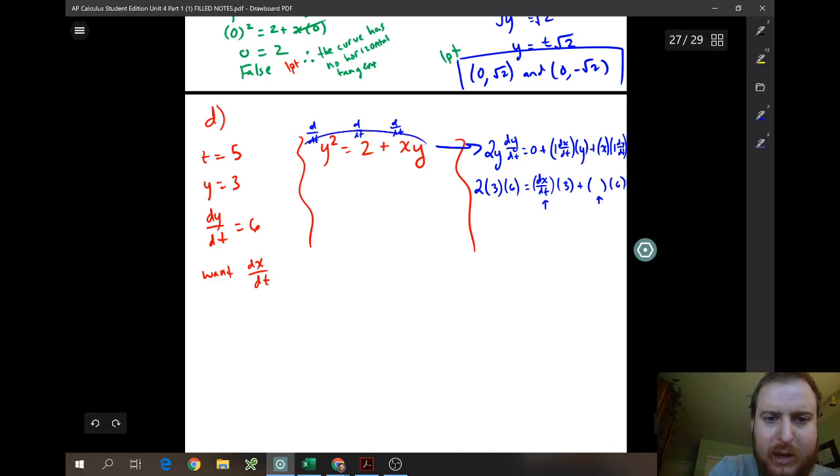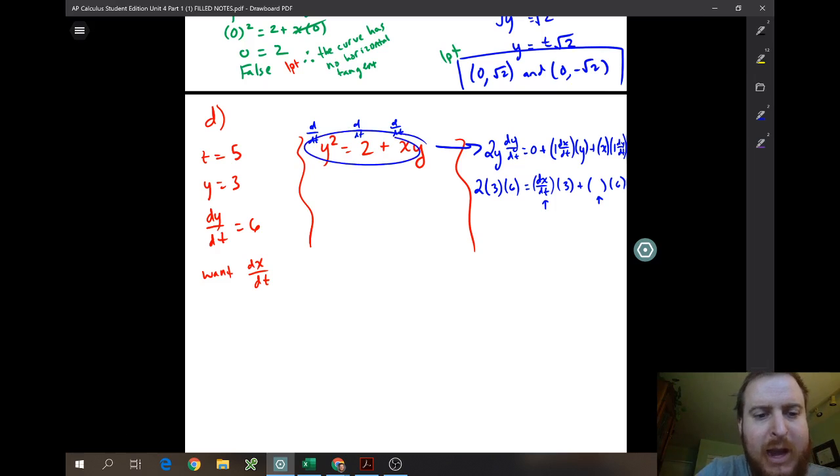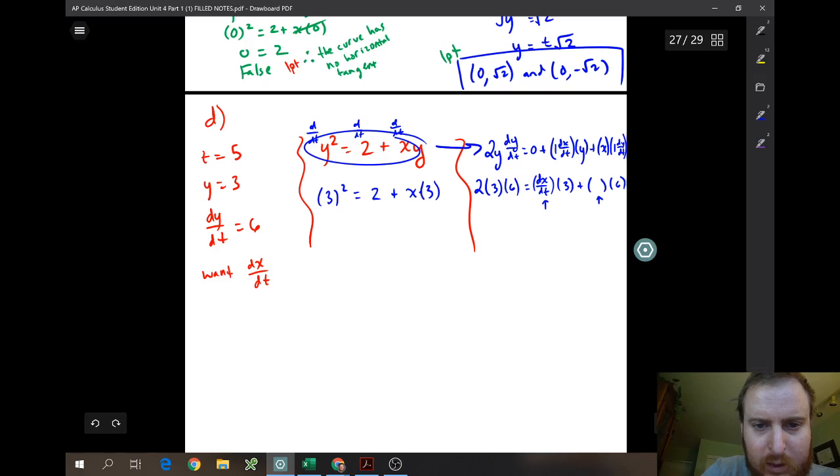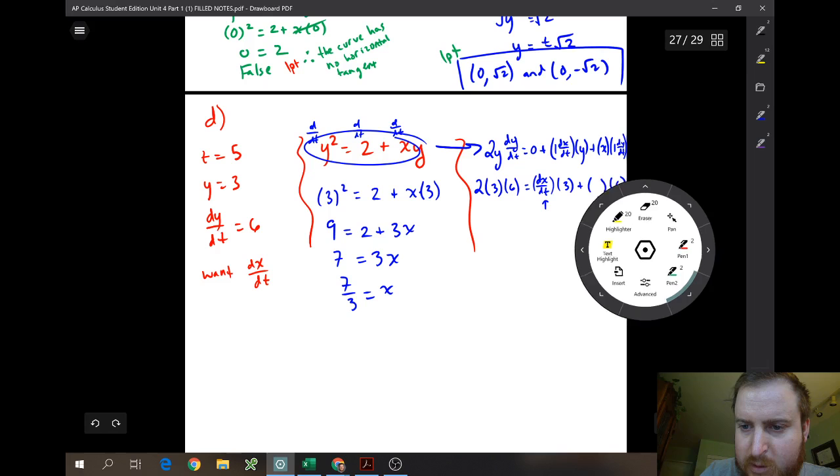Well, we can solve for x back here. But the important thing was that we took the derivative first. We needed to take the derivative first. Now we can plug in and solve for x. So we're going to plug in the 3. 3 squared equals 2 plus x times 3. That's 9 equals 2 plus 3x. Subtract both sides by 2. Divide both sides by 3. 7/3 equals x. So now we're going to put that 7/3 in this equation.